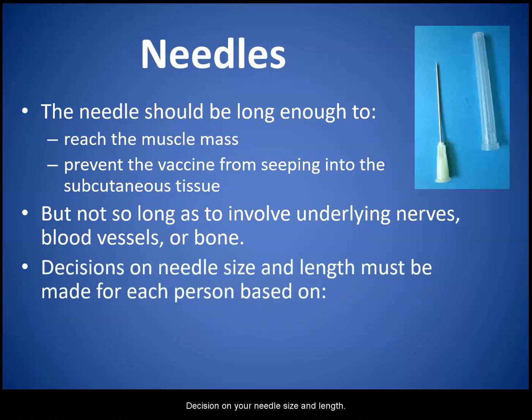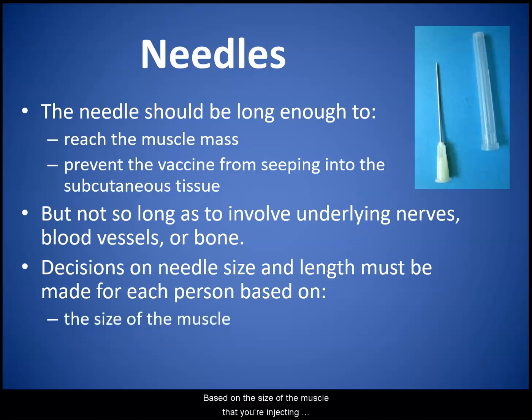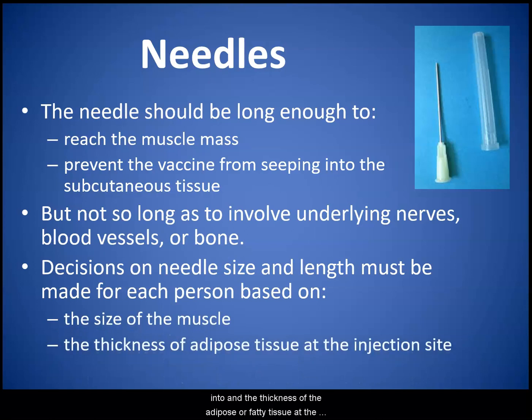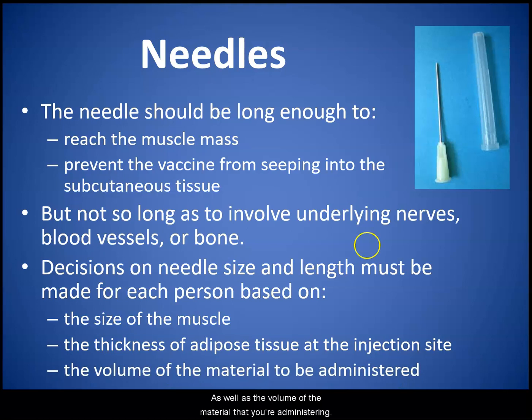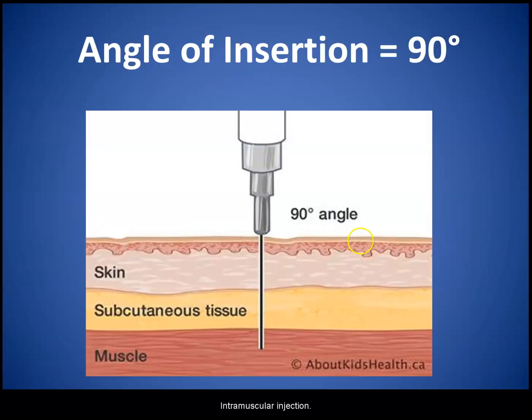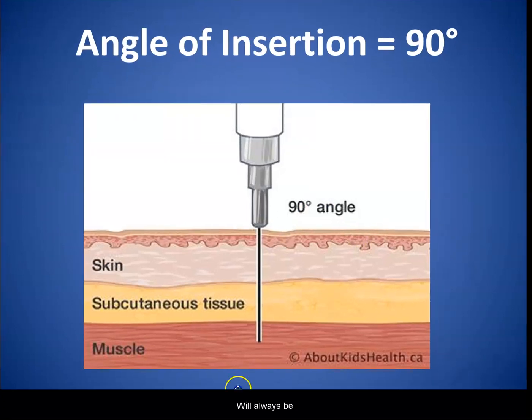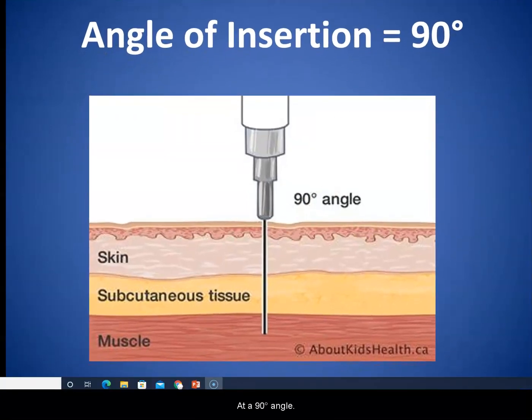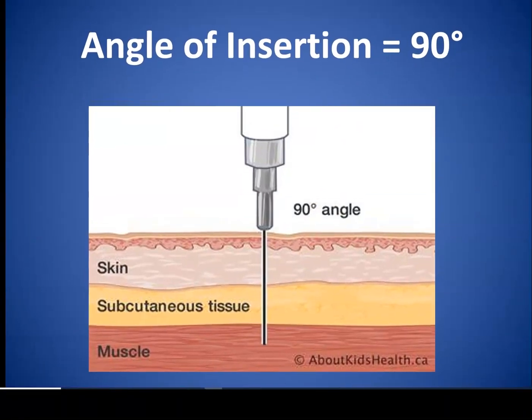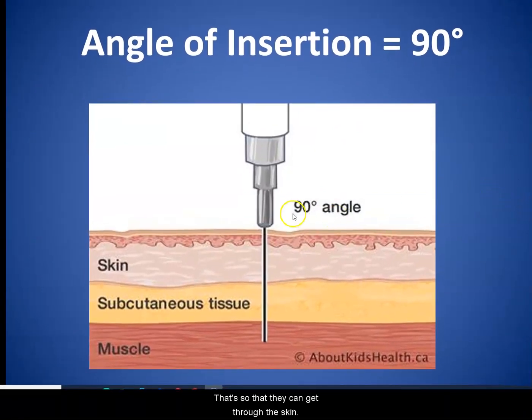The decision on your needle size and length needs to be made for each individual patient based on the size of the muscle that you're injecting into and the thickness of the adipose or fatty tissue at the injection site, as well as the volume of the material that you're administering. Intramuscular injections will always be at a 90-degree angle. That's so that they can get through the skin, the fatty tissue, into the muscle.